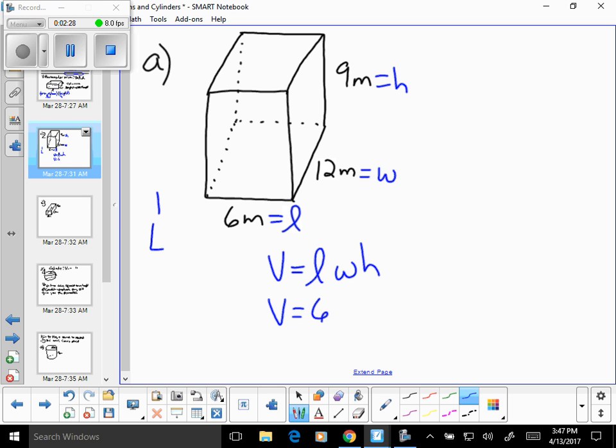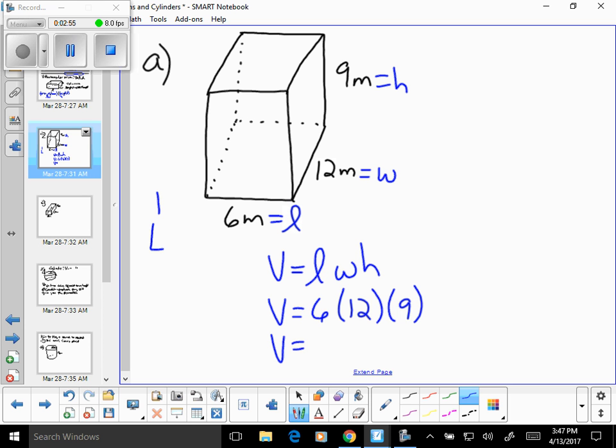And then we substitute into the formula. The length is 6, the width is 12, the height is 9. Note too that I use parentheses to show multiplication. We don't use an X because then we're introducing a whole new variable that we don't want to get involved with. And we usually don't use that dot for multiplying because too often that just looks like a decimal point. So we're better off using parentheses.